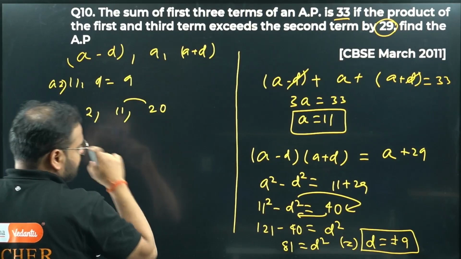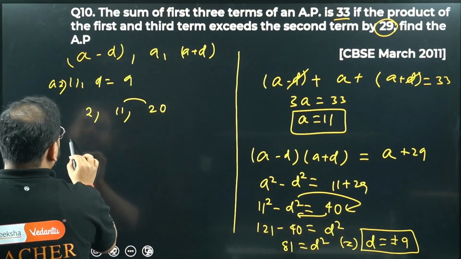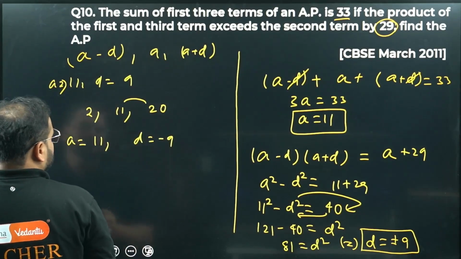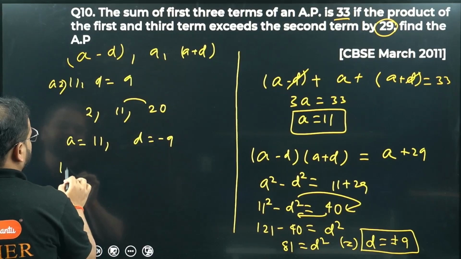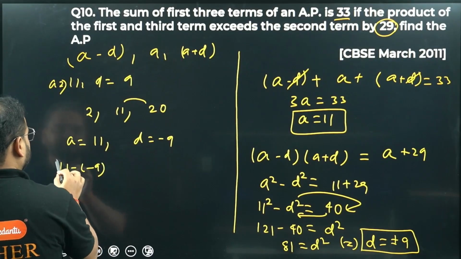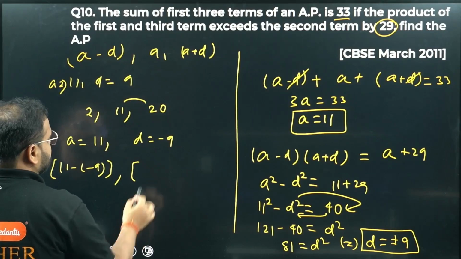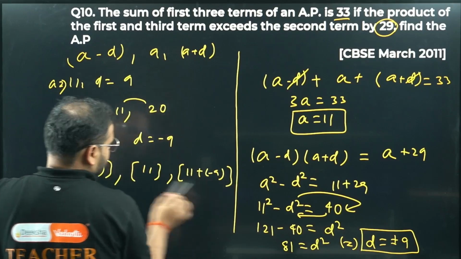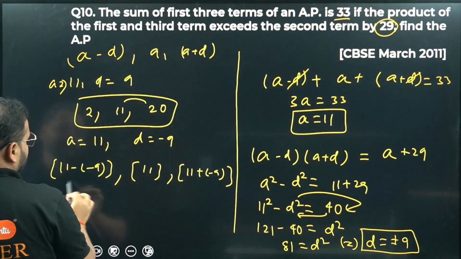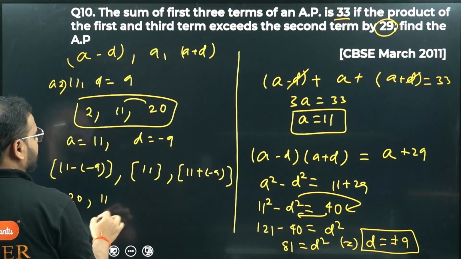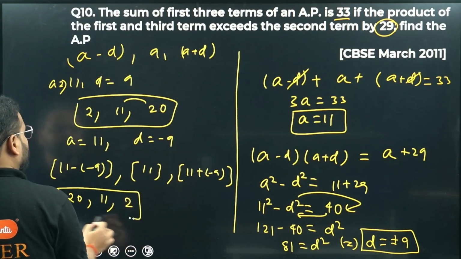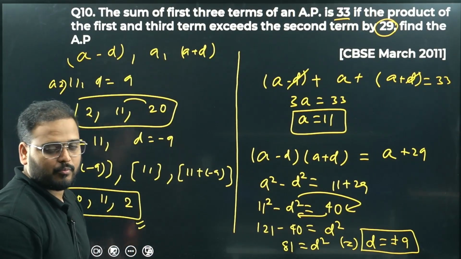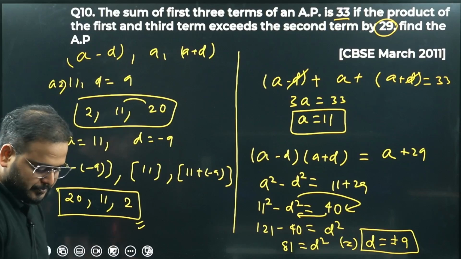I can reverse it. If I take D to be minus 9, where A is 11 only and D is minus 9, what do I get? For the first term, 11 minus of minus 9. The second term is simply 11. And the last term is 11 plus of minus 9. It just reverses the original sequence. I get here 20, 11 and 2. So either write it as 2, 11 and 20, or 20, 11 and 2. Both of your answers are correct. Please have a look.